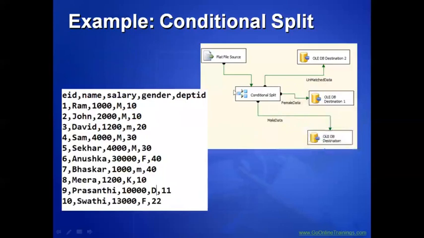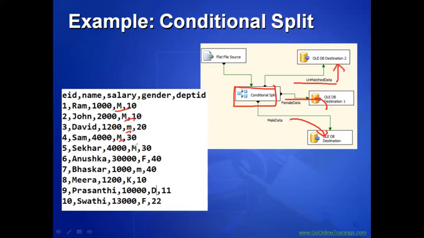So what I'm going to be doing, I have some data like this: one Ram, two John. I have some data like this. Clear? So here I wanted to take male data and female data separately. I need to create a split. So male data should go to this destination. Female data should go to this destination. Unmatched data should go to this destination.